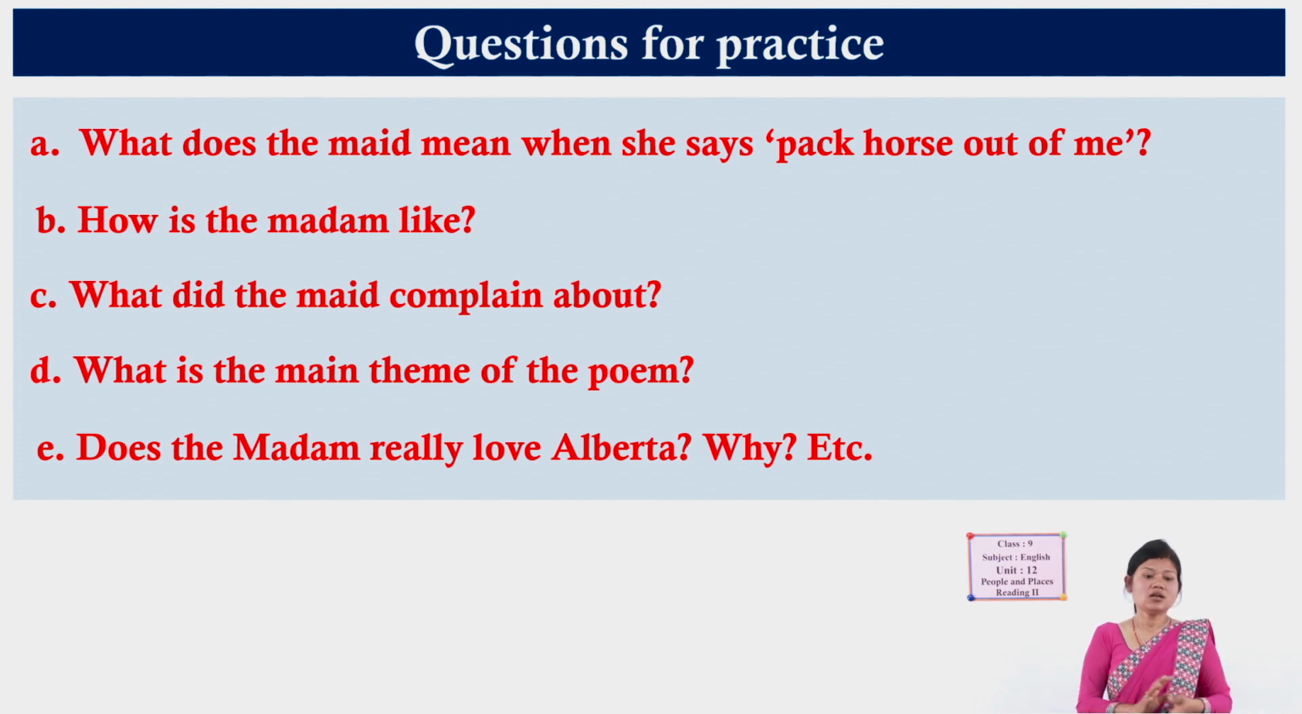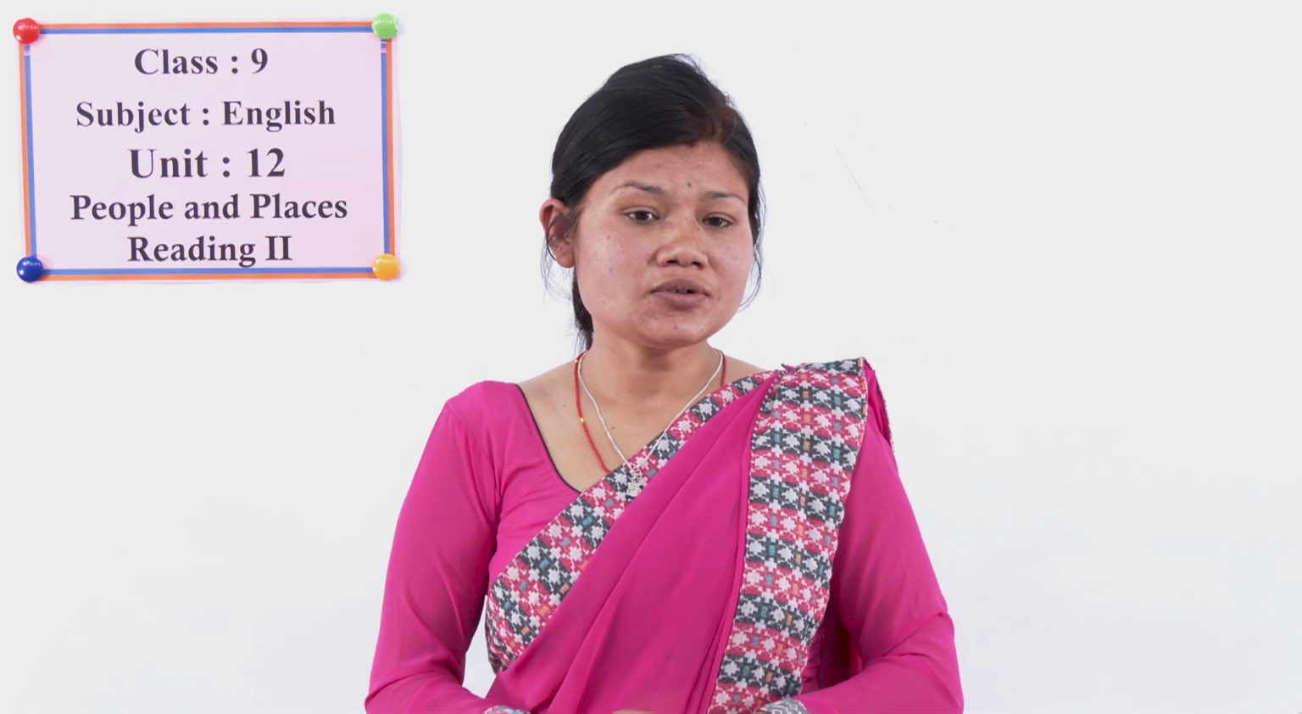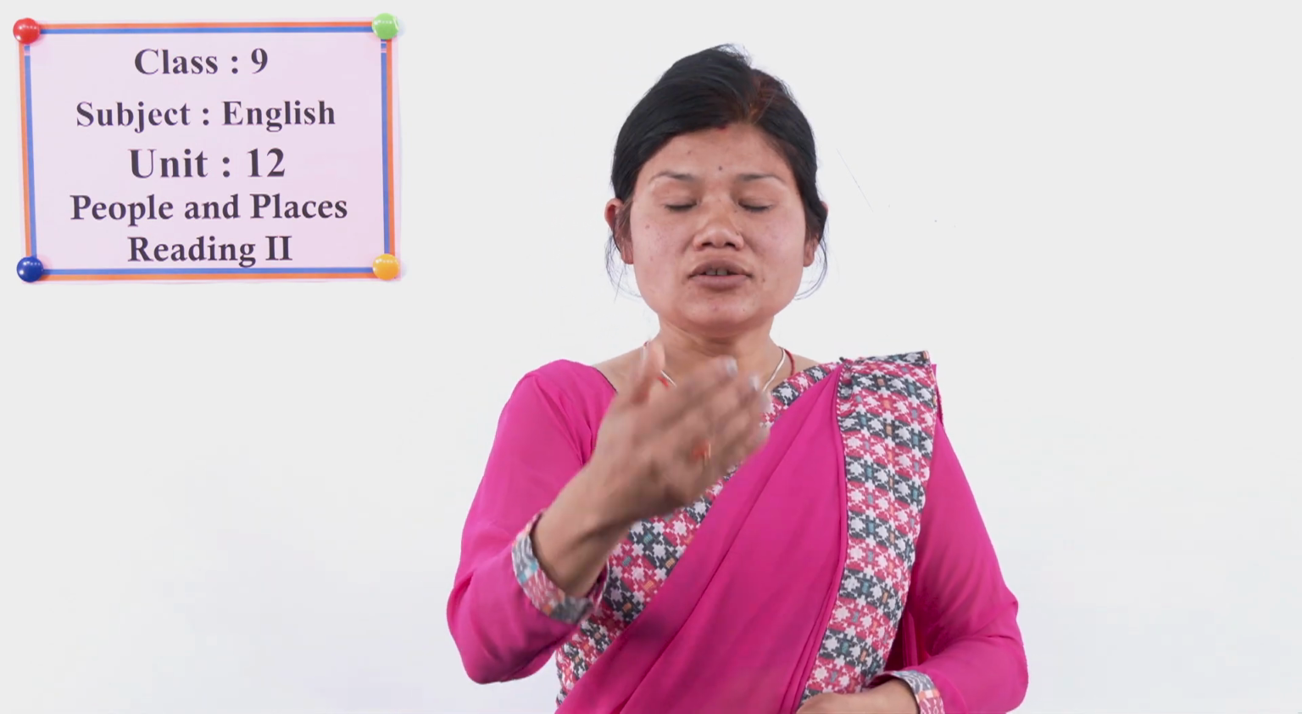C: What did the maid complain about? So, one day the maid complained. What did she complain? D: What is the main theme of the poem? You have to write the main theme of the poem in a sentence or in a few sentences. And the last one is: does the madam really love Alberta? Why? Such kinds of questions you may find in your exercise in your book, or sometimes from other resources also. Anyway, you have to solve them.